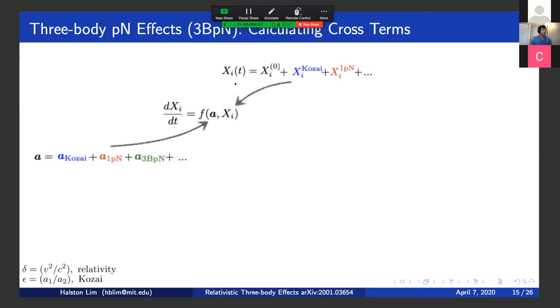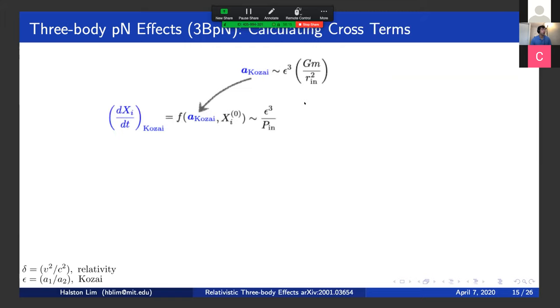So we have the perturbing acceleration, which is anything beyond the Keplerian force that we're going to be looking at. So there's the Kozai acceleration, there's the 1PN acceleration, there's these three body effects that I mentioned. And when you evaluate the equation perturbatively, you can either evaluate them using the zeroth order orbital elements. You can also evaluate them looking at some corrections to the orbital elements.